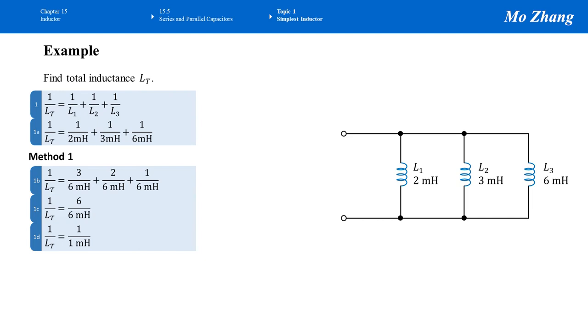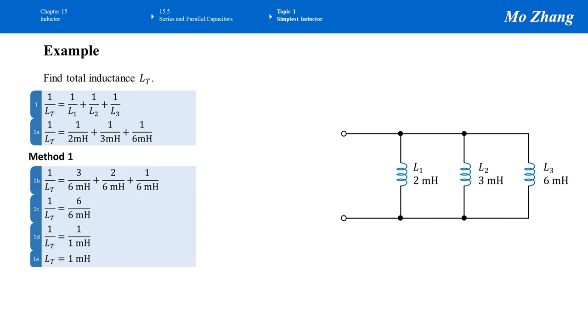At step 1D, we get 1 over Lt equals 1 over 1 millihenry. So we can flip both sides of the equation, bring the denominator to the numerator, which means we take a reciprocal for both sides. Lt equals 1 millihenry. Total inductance of this system is 1 millihenry. This is the first method.